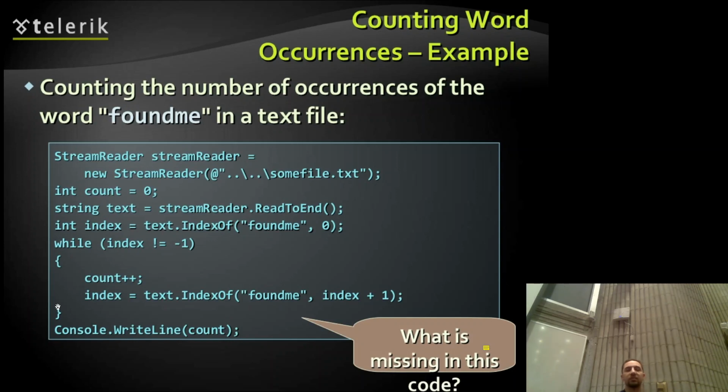So while index does not equal -1, that would be the error value, the return value if you cannot find it, say count++, and then find the new index, starting at the current place you found afterwards. What is missing in this code, and what is that?